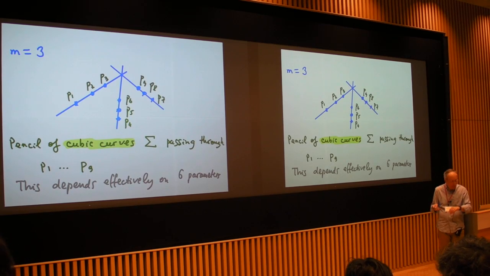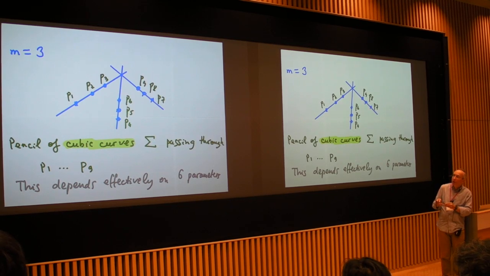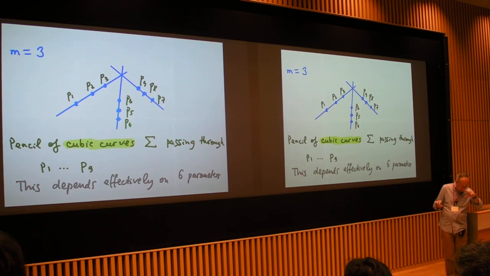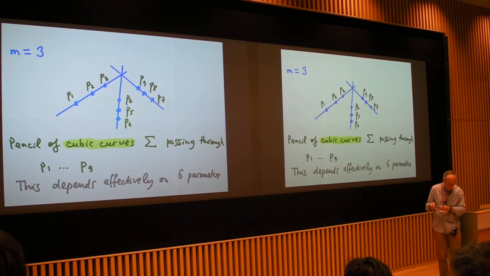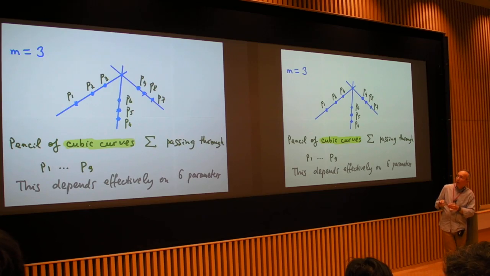If you choose these points generically, there will be no other cubic through these points except this reduced cubic formed by three lines. But if you choose these points subject to one constraint, then there will be a pencil, a one-dimensional family of cubic curves passing through these 9 points, and that's how this elliptic fibration I talk about will look in that case.